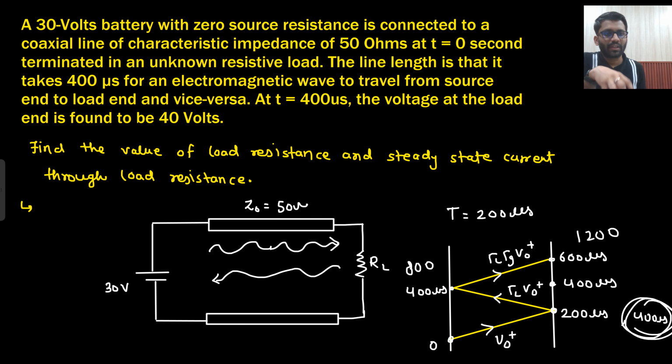I solved this question considering both of the cases because the language is not clear. If I consider that 200 microsecond is taken to go from here to here, then it is fine. If I assume that 400 microsecond is taken to go from here to here, then also I am getting the same answer, because at 400 microsecond, the voltage here is V naught plus gamma L V naught plus. While framing this question, they must have thought of either 200 microsecond or 400 microsecond. But luckily, the question got framed in a manner that even if you take 400 microsecond or 200 microsecond, you still get the same answer.